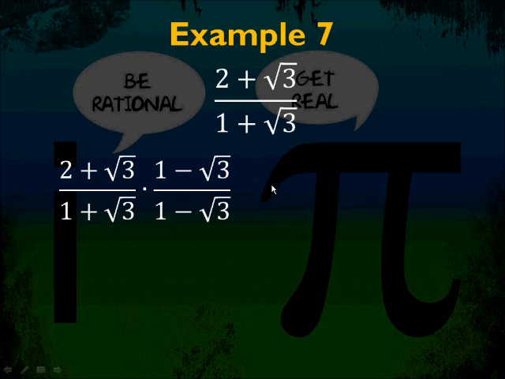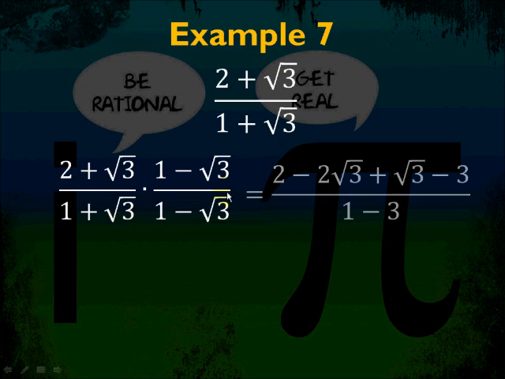So let's put that together, and you're going to have to use FOIL on the top to simplify that expression. So we have 2 minus 2 root 3, which is the outer, plus radical 3, which is the inner, minus radical 3 squared, which is 3. That's the last term. In the denominator, we're going to have a squared minus b squared, so 1 squared minus radical 3 squared, or 1 minus 3.